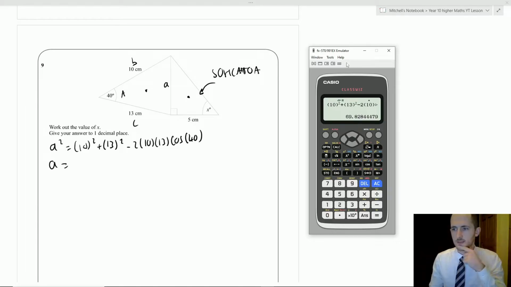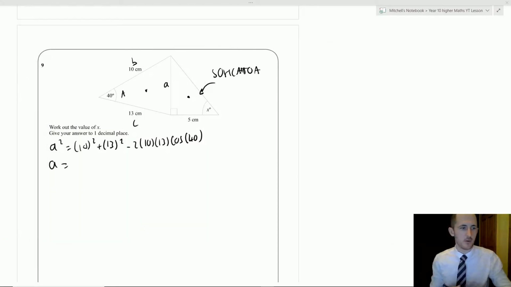And so 69.82, don't forget to square root the answer, right? Because we want it to be A. So what we can do is make this 8.36, right?